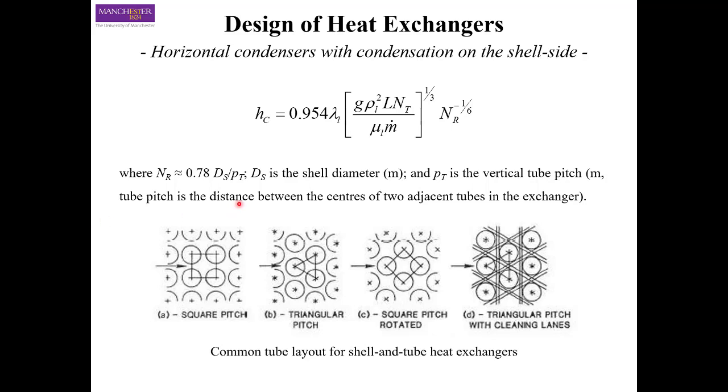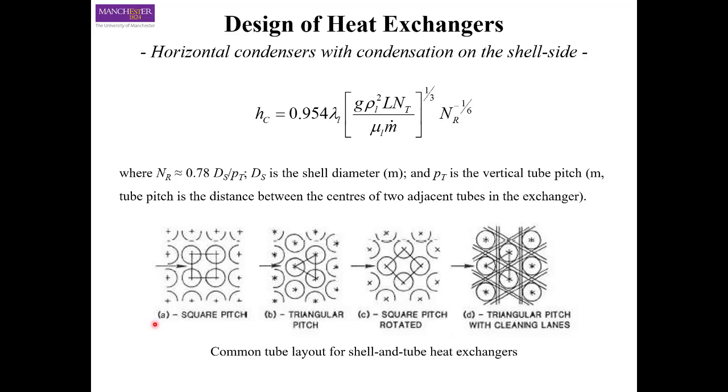We can calculate the pitch of the heat exchanger based on how the tubes are arranged in the bundle. You can have a square pitch, a triangular pitch, or, for example, a triangular pitch with cleaning lane. Pitch is the distance between the centers of two adjacent tubes.